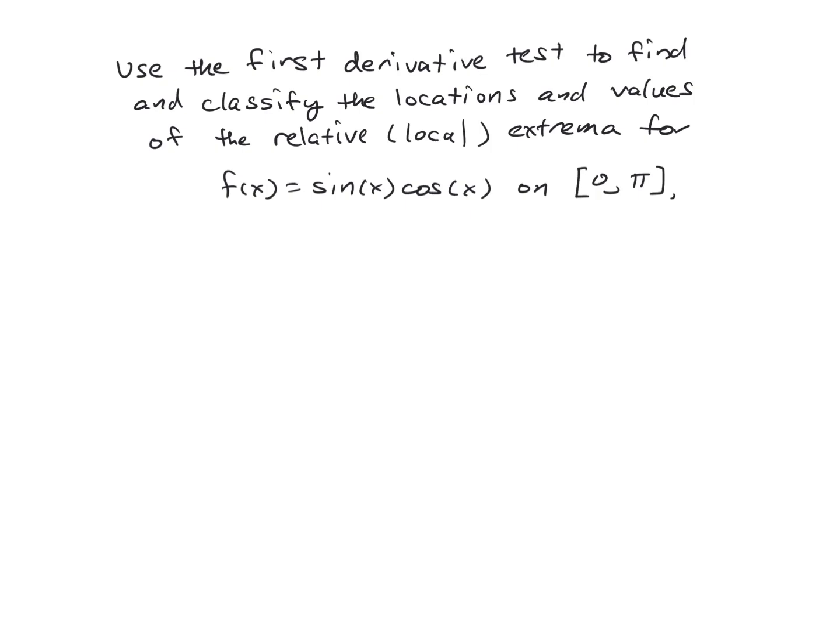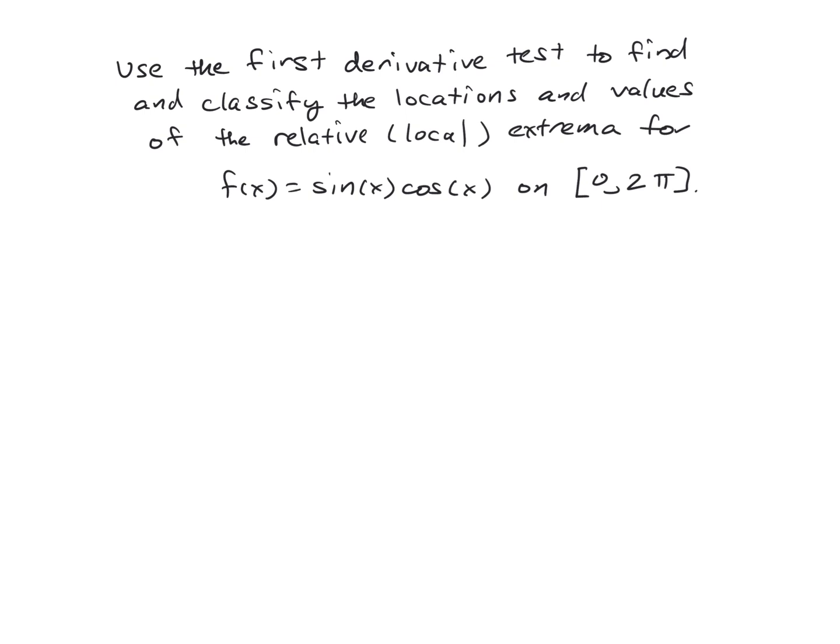Hello and welcome back. For this problem, we want to find the relative max and mins using the first derivative test for this product of two trig functions on this interval. And I need to change that interval very quickly because I actually wanted it to be from 0 to 2 pi, not 0 to pi. So let me change that to 0 to 2 pi instead to match what I planned.